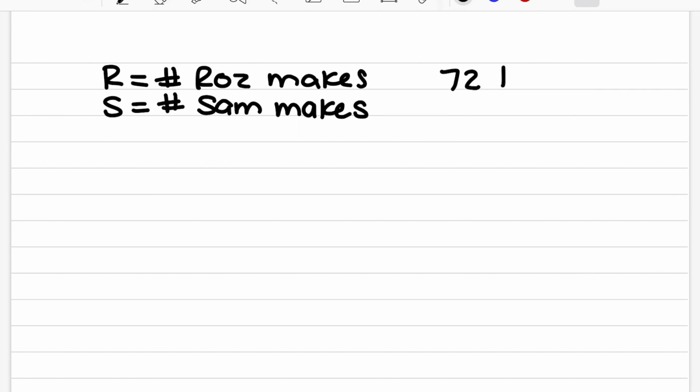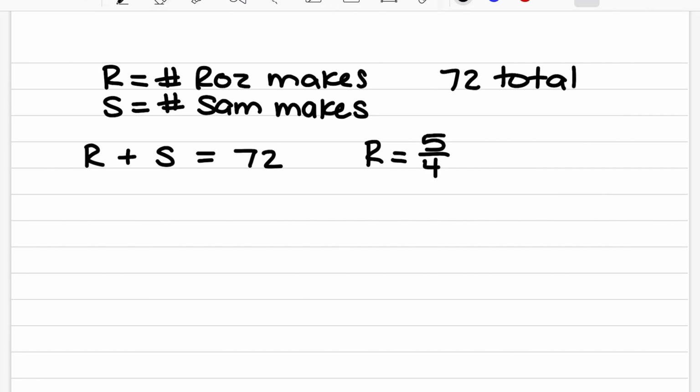And we know that they make 72 in total. So our first equation is going to be the number that Roz makes plus the number that Sam makes is equal to the total number. Now our second equation has to do with how quickly they are making the sandwiches. So we can see that every time Roz makes 5, Sam makes 4. So our equation is going to be that Roz makes 5 over 4 times the number Sam makes.